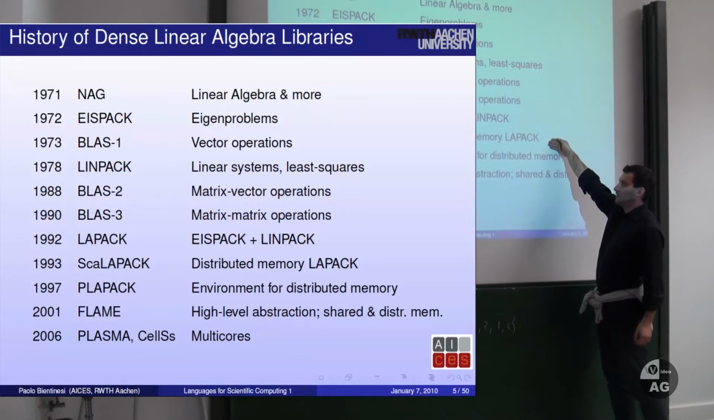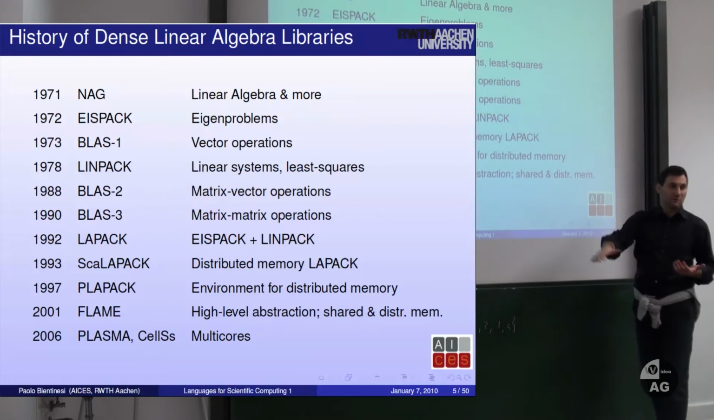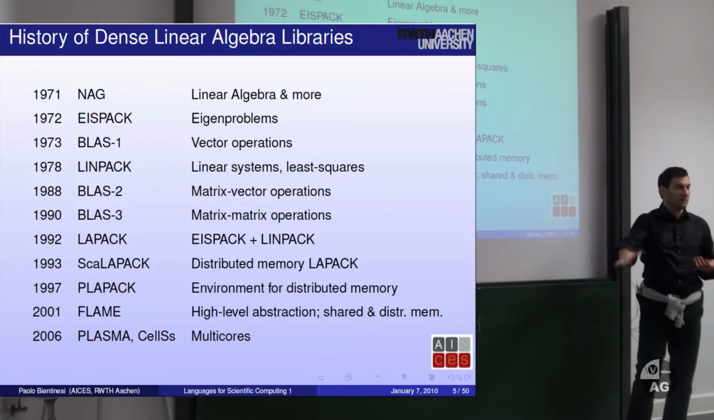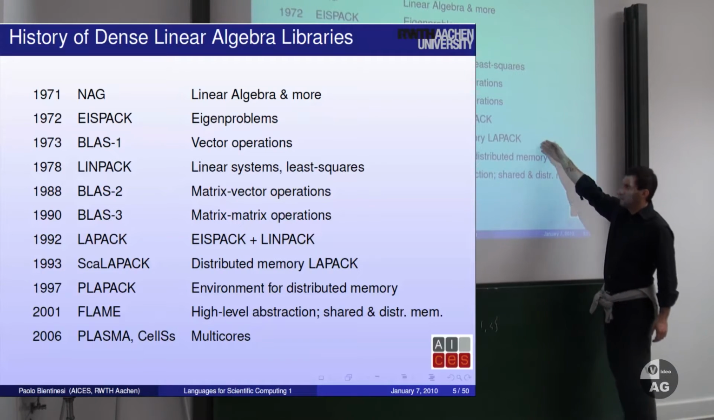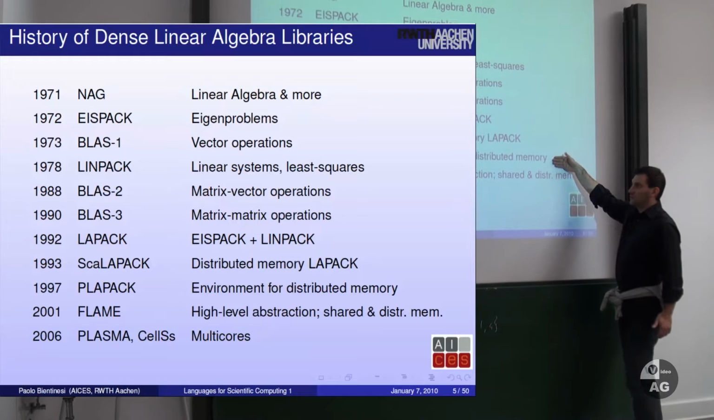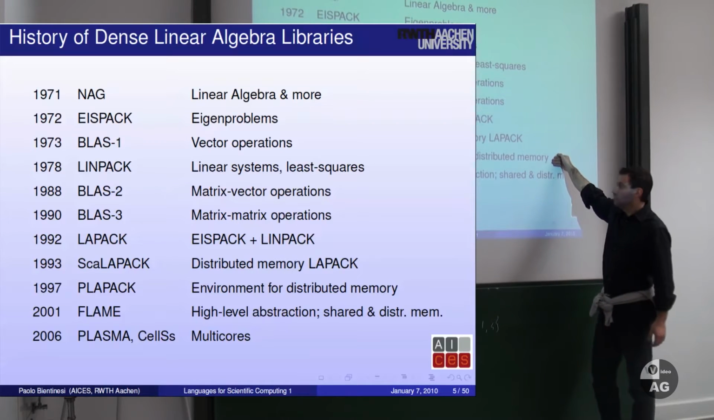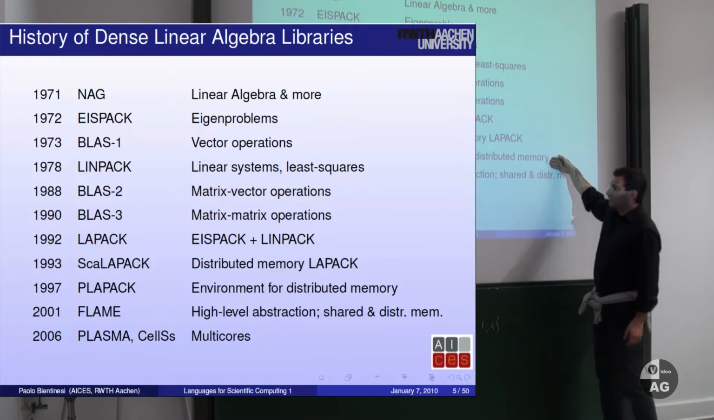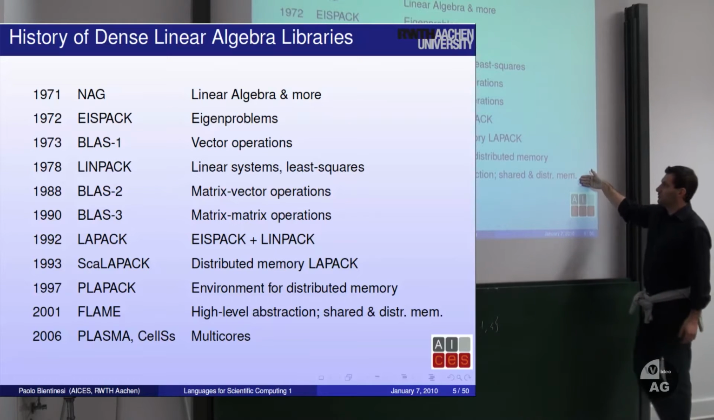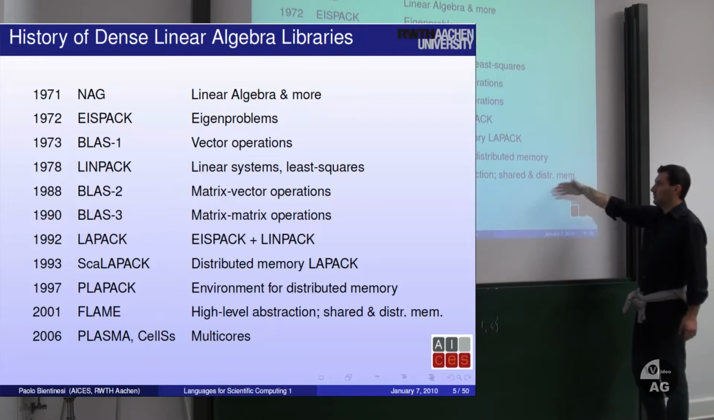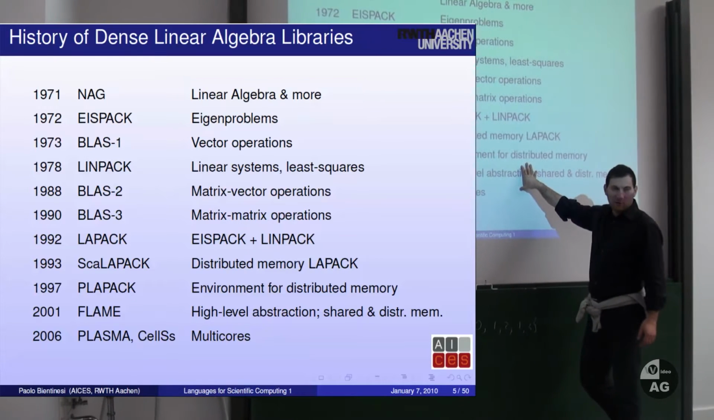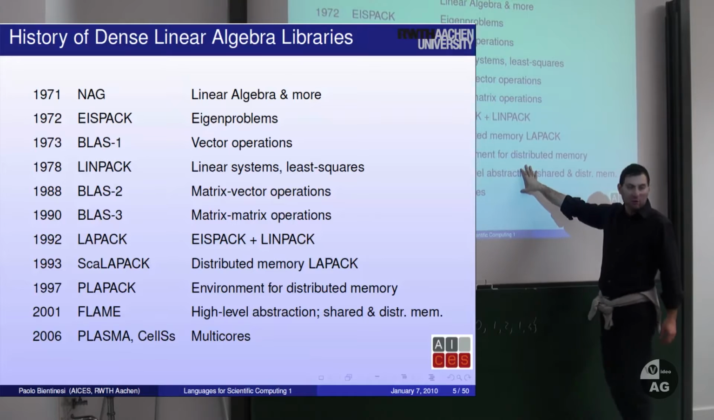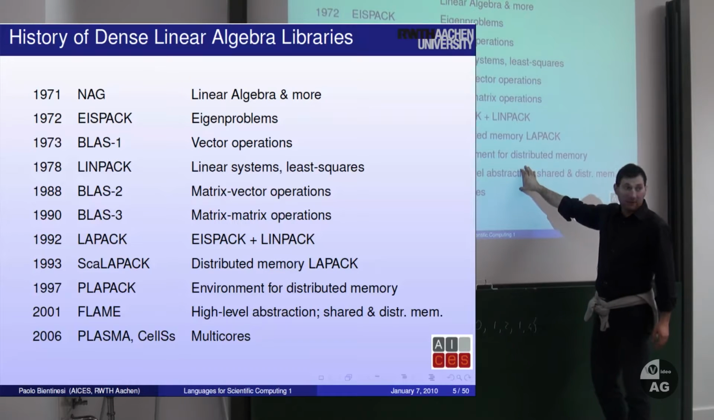But with ScaLAPACK, now the territory of distributed memory architectures is conquered. So now we have MPI in the mix. LAPACK is the same story, but considerably easier to use and program. And then we have shared-memory multi-cores. We have a high-level abstraction, something closer to what we see in MATLAB.